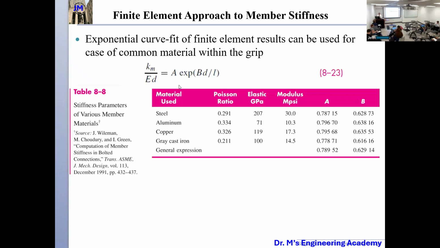So here is an empirical equation. This is Km divided by Ed equals A exponential (B d/L), and A and B are material parameters. For different materials, they have different A and B, and you can use this equation to compare the results obtained using this equation with the results that you calculate using the analytical equations. All right? Questions so far?